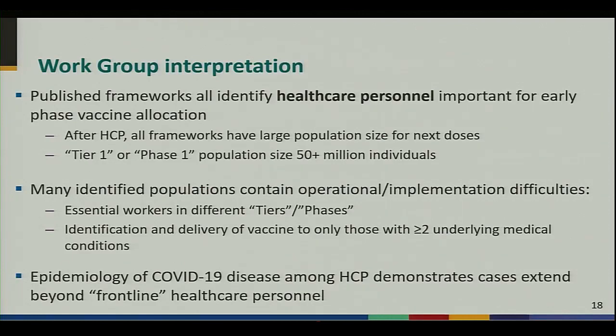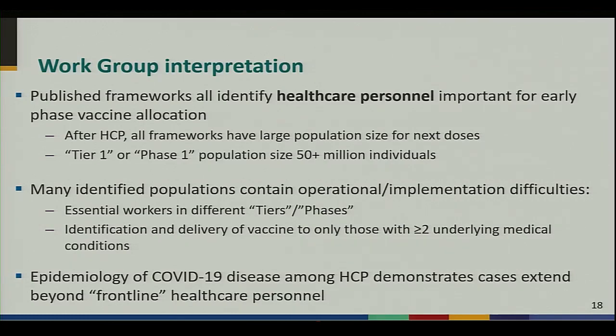So this slide presents the ACIP workgroup interpretation of the frameworks when they were presented and discussed. First, all published frameworks identify healthcare personnel as important for early phase vaccine allocation. However, after healthcare personnel, all frameworks have large population sizes for the next phase or tier, with both likely 50 million individuals or more, which may be more than the initially available allocation of vaccine doses. The workgroup also felt that many of the identified populations contain operational or implementation difficulties. For both frameworks, essential workers are split across different tiers or phases, which could be difficult to implement. In addition, the identification of individuals and delivery of vaccine to only those with 2 or more underlying medical conditions would be very difficult to operationalize.